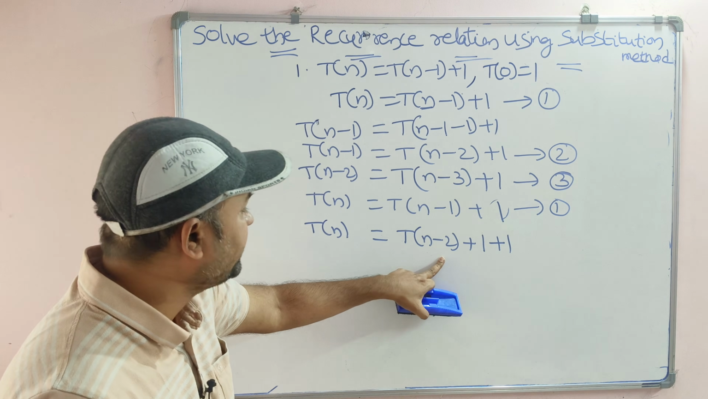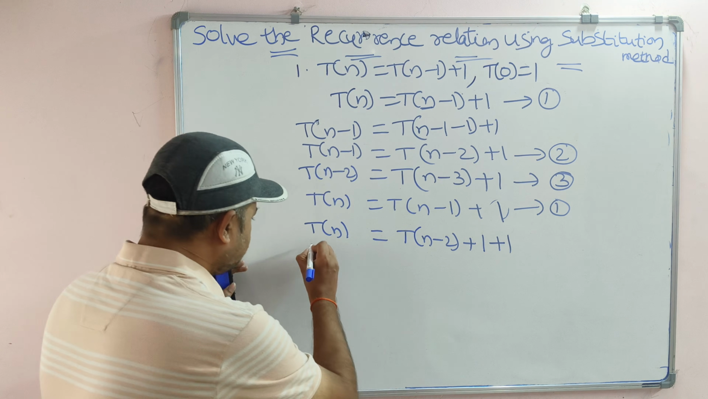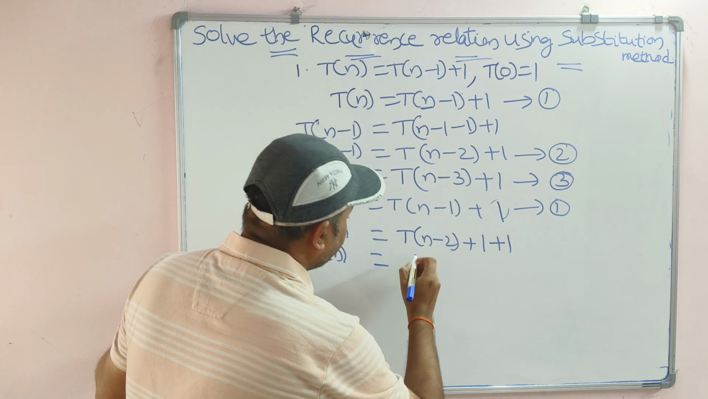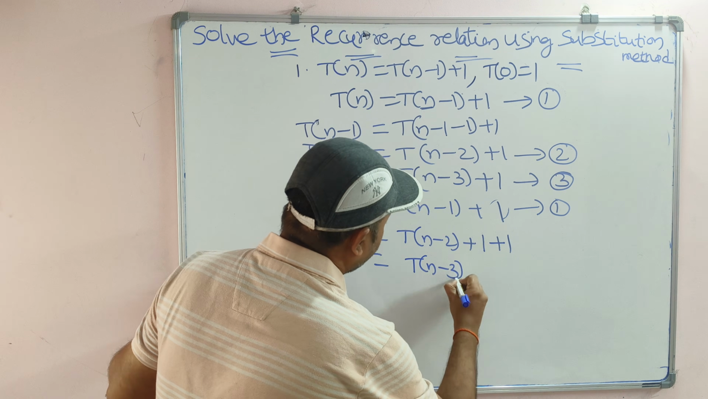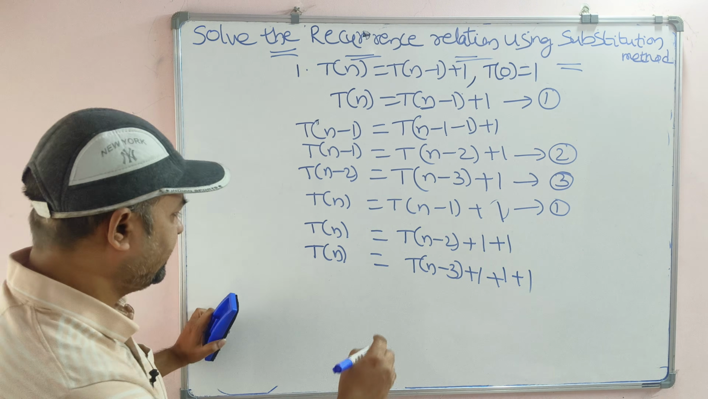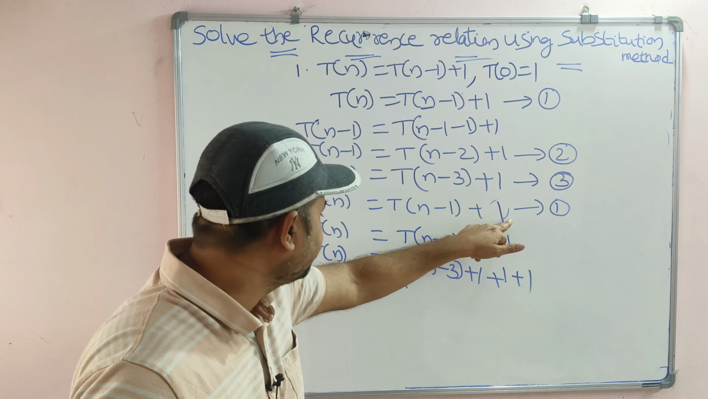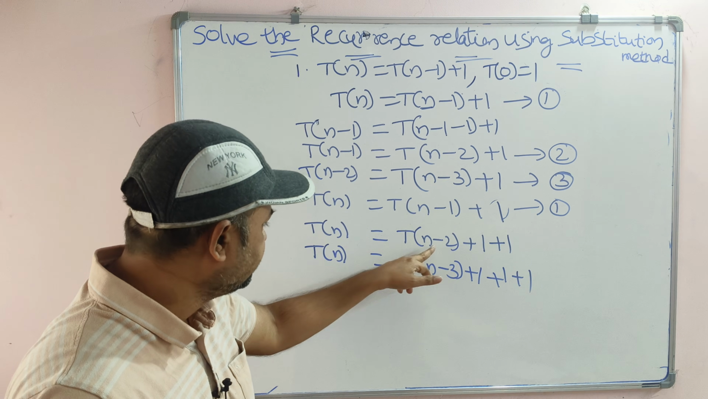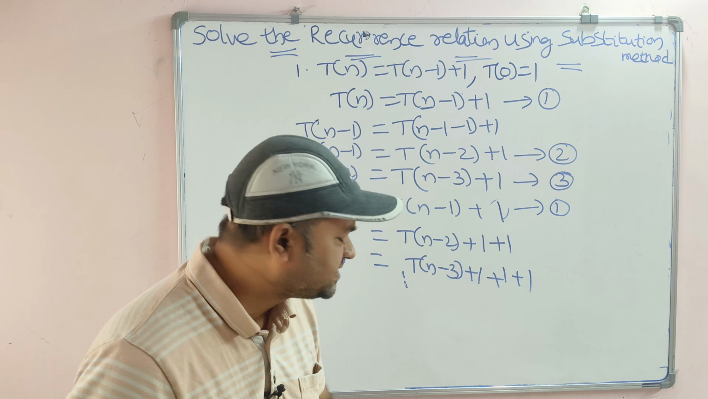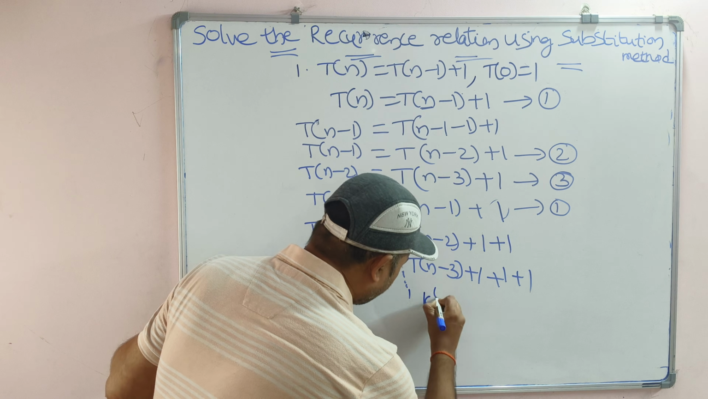Here we have T of n minus 2. So now substitute T of n minus 2 in this equation. Then we will get T of n equal to, what is T of n minus 2? T of n minus 3 plus 1. Additionally we have 2 ones. So if you see here, what is T of n? First initially we have T of n minus 1 plus 1. Next T of n minus 2 plus 2. Next T of n minus 3 plus 1 plus 1 plus 1 is nothing but plus 3. So on.